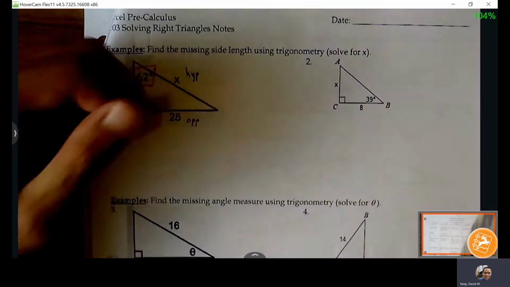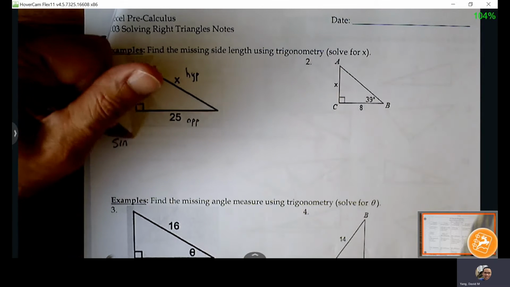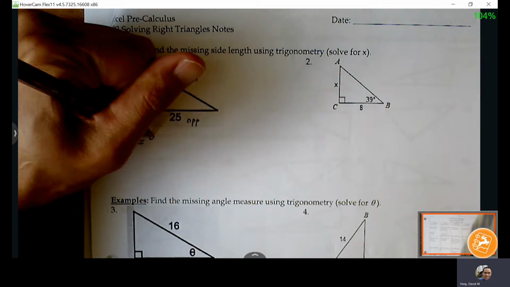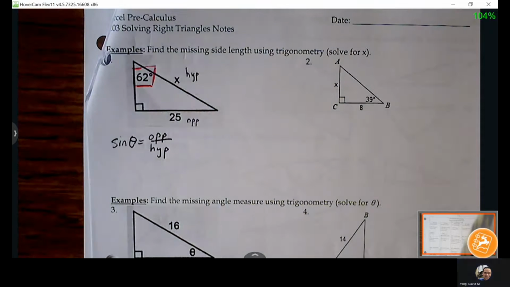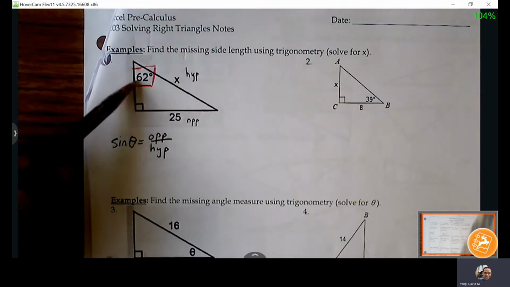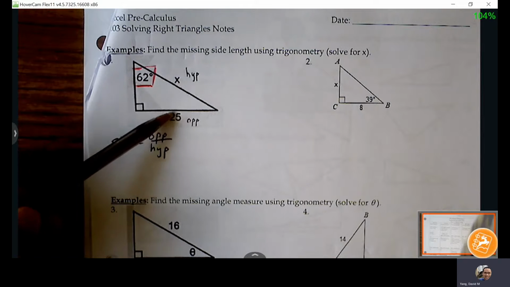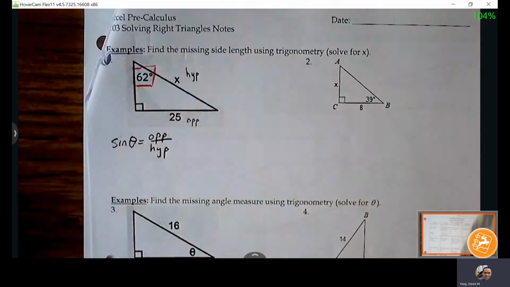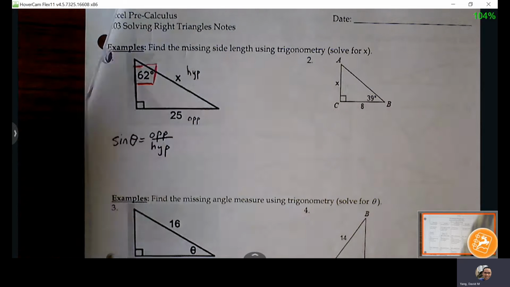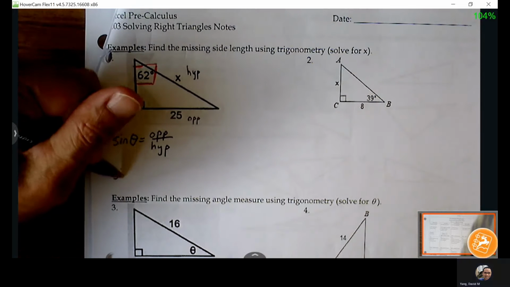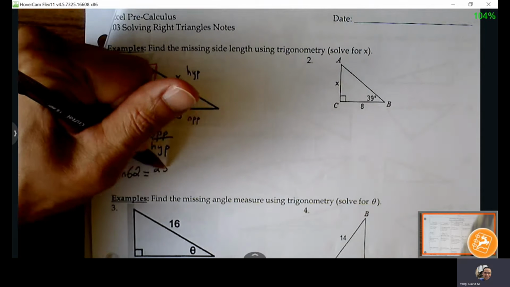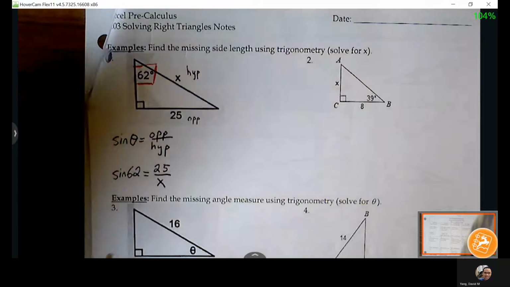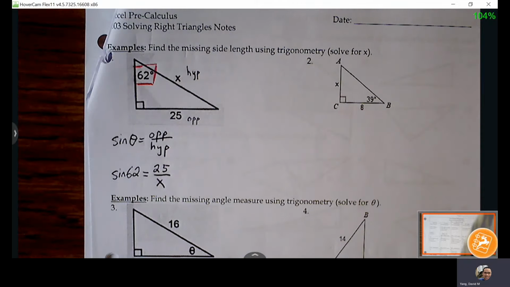Okay, but let's set this up. We know that sine of theta is equal to opposite over hypotenuse. So sine of theta, my theta is 62, opposite is that 25, and the x is the hypotenuse. All right, so I can say sine of 62 equals 25 over x. Okay, any questions here?